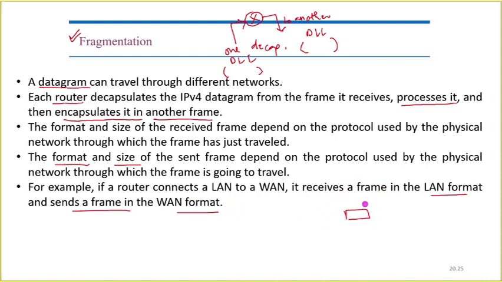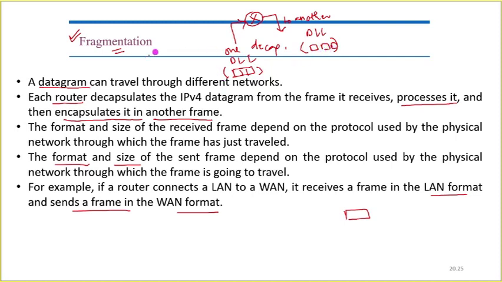How this sizing is done at the router side is with respect to fragmentation. Fragmentation will be done at the router side. Suppose this side has a higher size and here the smaller size is required. Then it will do the fragmentation to make it the smaller size.